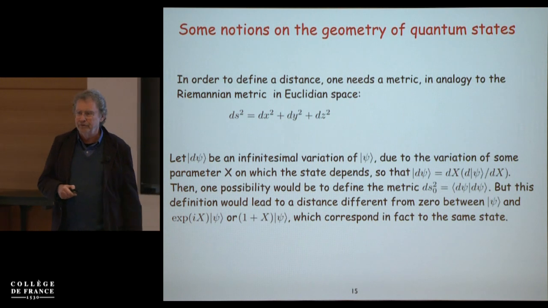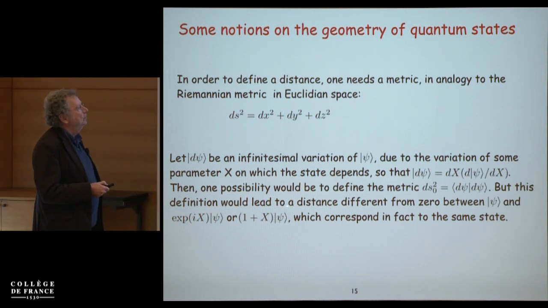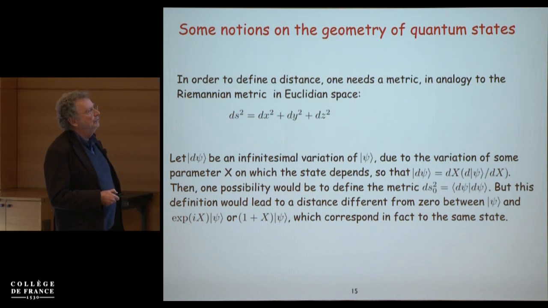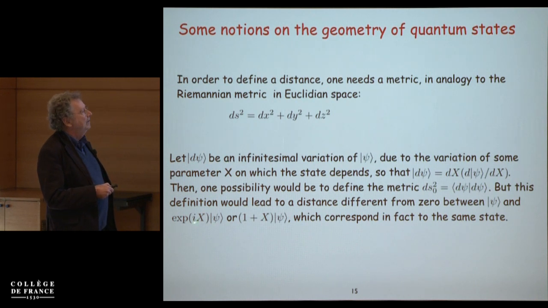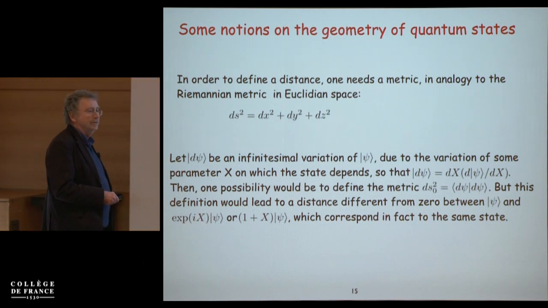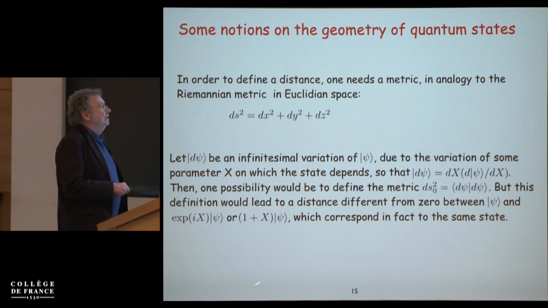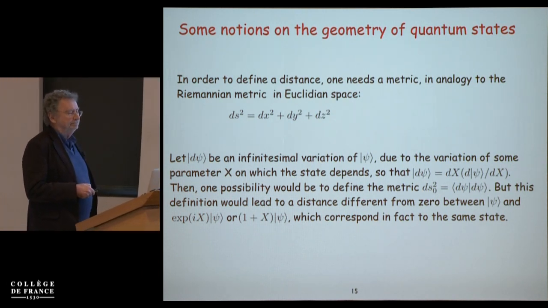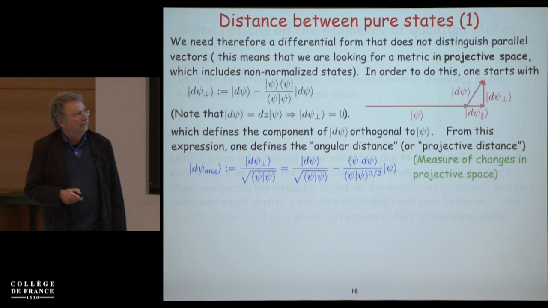But this is a bad definition. Okay? And it's a bad definition because it would lead to a distance different from 0, say, between psi and this, e to the ix psi. Remember, x is a parameter here. Or even this. And between this and this will give me a distance different from 0. And they correspond, in fact, to the same state. So how can we do that?